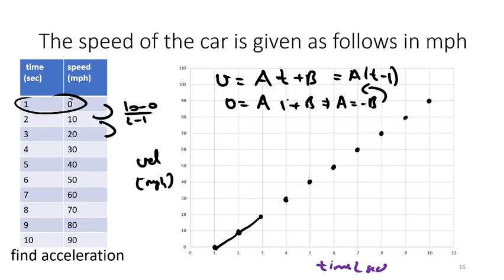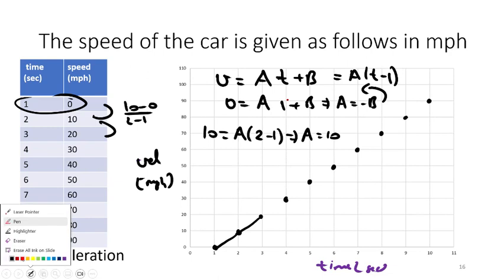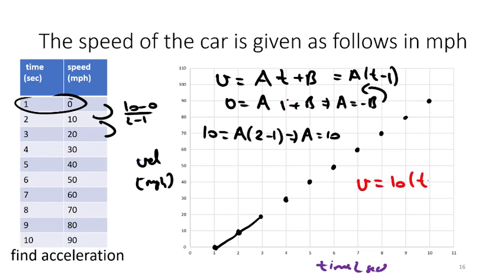Okay. And to find the value of a, I will use the second or any value. You can use it here. So when time is 2, the velocity is 10. So 10 will be equal to a times 2 minus 1. So from here a is 10. So this functional relationship is velocity is 10 times t minus 1.